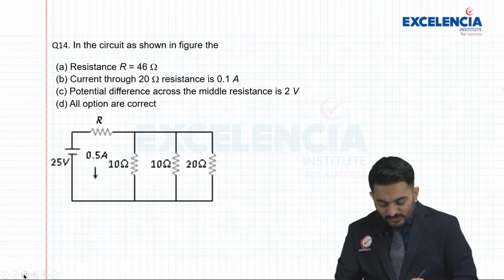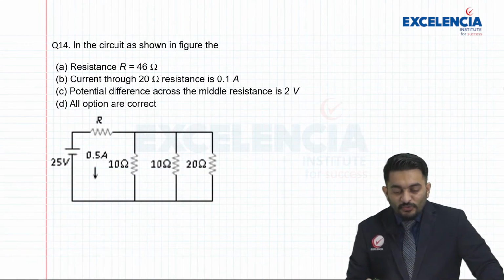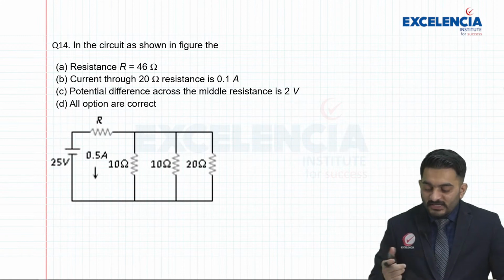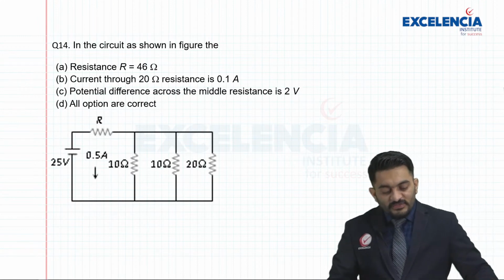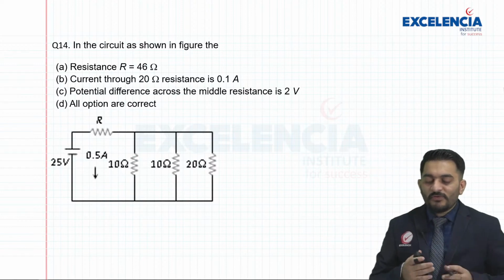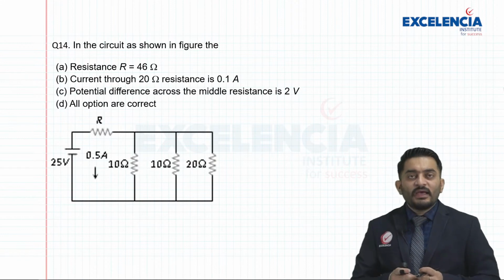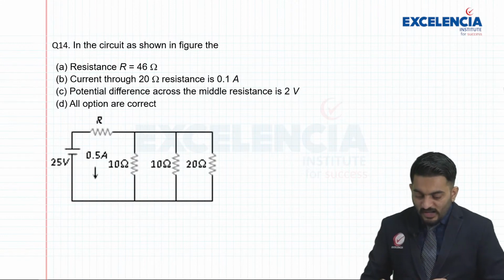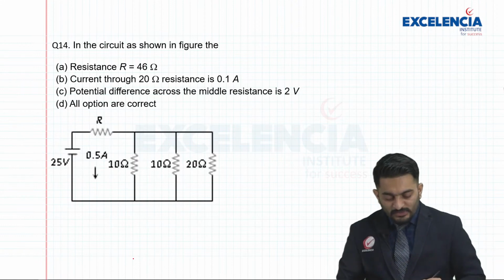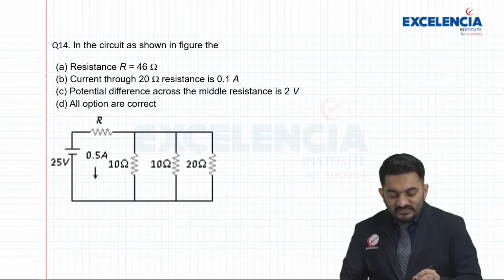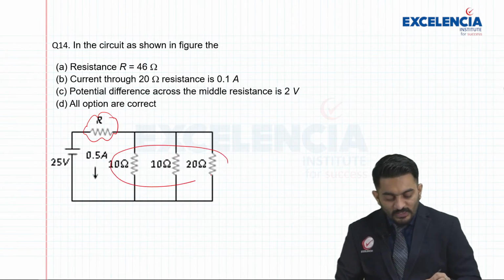Now let's move to the next question. The question says: in the circuit as shown in the figure, the value of R is 46, the current through the 20 ohm resistance is 0.1, and the potential difference across the middle resistance is 2 volt. So what we are going to do is try every single part and see whether the given answer is correct or not, and whichever answer comes out different, we will simply say that the answer is not there.